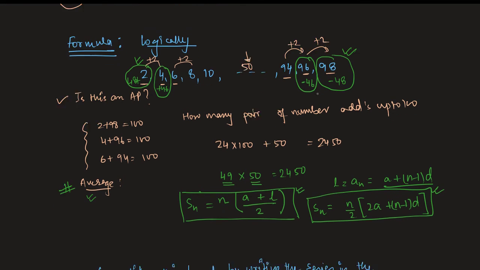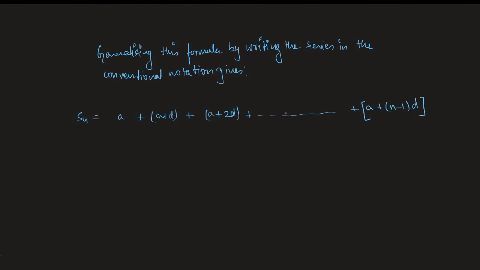Okay, now let's generalize this formula by writing the series in conventional notation. So sum of n terms: a is the first term, the second term is a plus d, the third term is a plus 2d, and so on. I'll also write this down as Sn again. Now what I will do is reverse the order. Reverse the order means, what is the last term? I am writing this down as the first term, a plus (n minus 1) d. Similarly, this would be a plus (n minus 2) d, and this will go on till the last term is a.